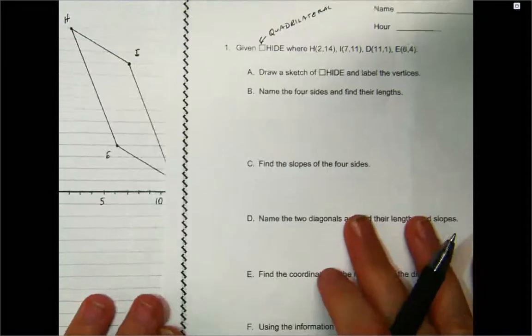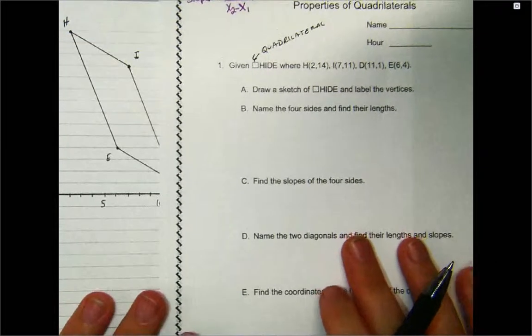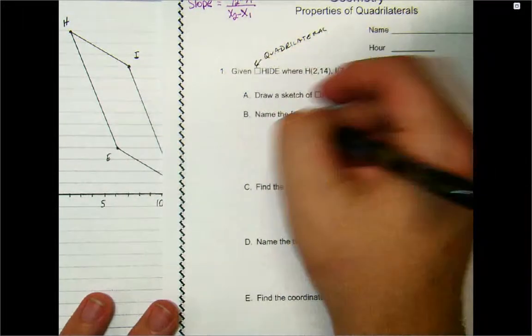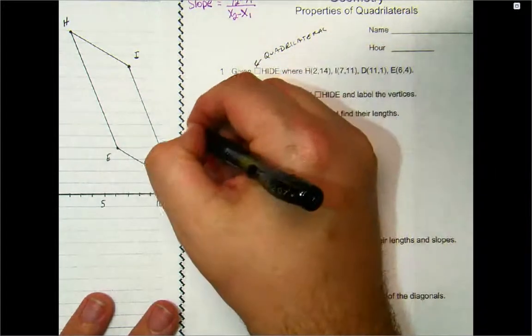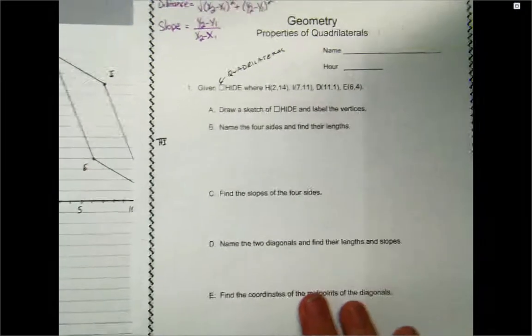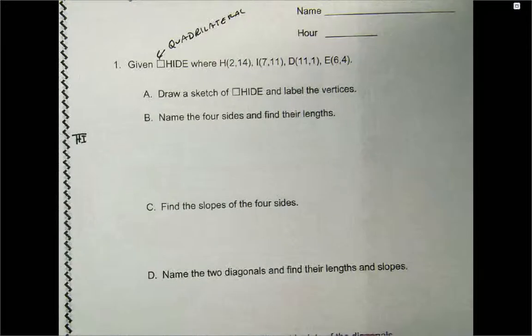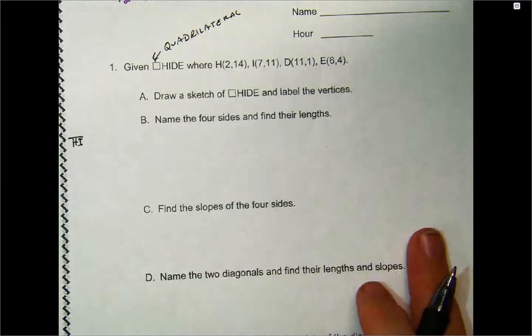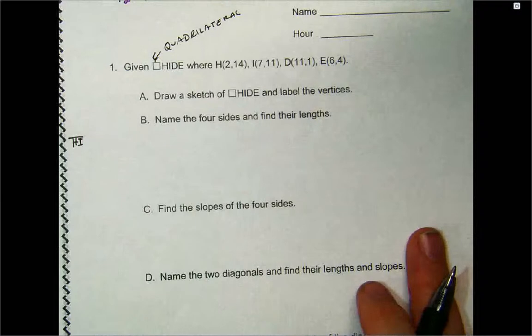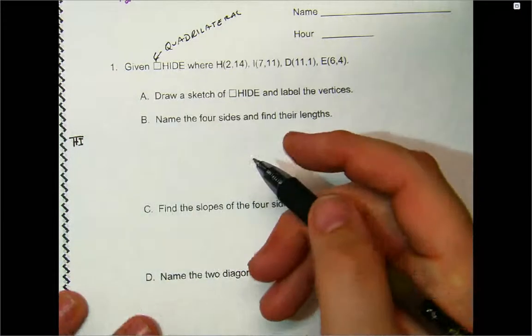Alright, so we got our graph. So now it says find the lengths of their sides. Well, name the four sides. The first side is HI. That's side number 1. So I'm going to move in here, and I'm going to do this strictly algebraically. If we do have time, I'll go on to the graph. If not, we'll worry about that a little bit later. But we'll do this algebraically because I think that goes a little bit faster.